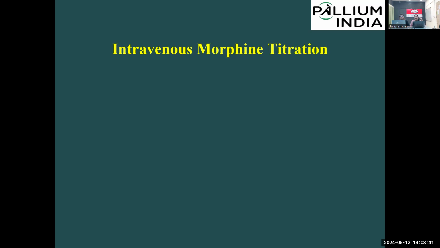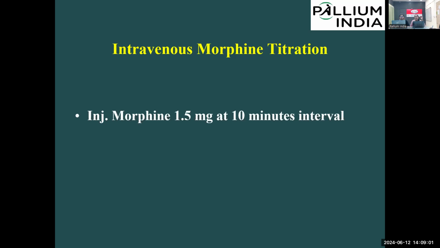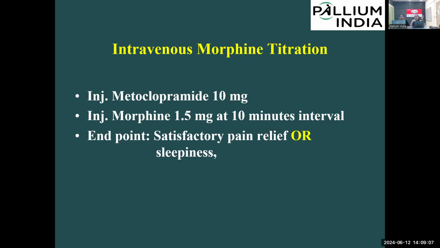This is known as intravenous morphine titration. So this can be done as an outpatient procedure where the patient can be given intravenous morphine injection. So I would repeat the dilution. One ampule of morphine contains 15 milligram. So this 15 milligram is diluted in 10 ml, such that 1 ml of the diluent contains 1.5 milligram of morphine. And this 1 ml is given every 10 minutes. So this is how the process would be.